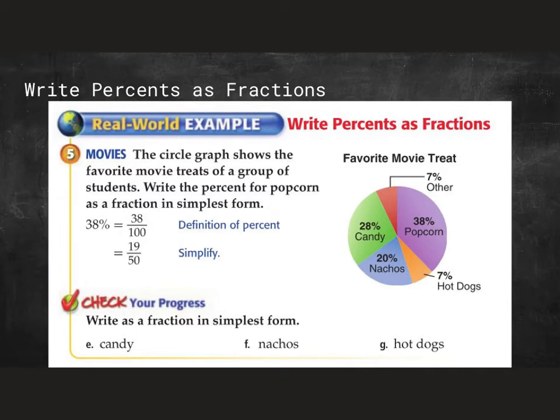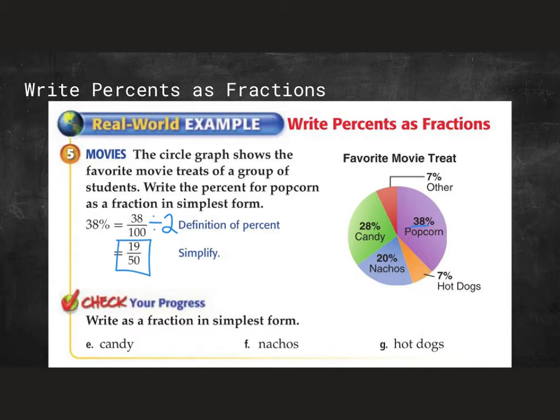Write the percent for popcorn as a fraction in simplest form. I notice the purple chunk of our circle graph says popcorn is 38%. So we're going to put 38 over 100. Looking at the numerator and denominator, I notice that they both can be simplified by 2, which results in 19 over 50, which cannot be simplified. So 38% as a fraction simplified is 19 over 50.